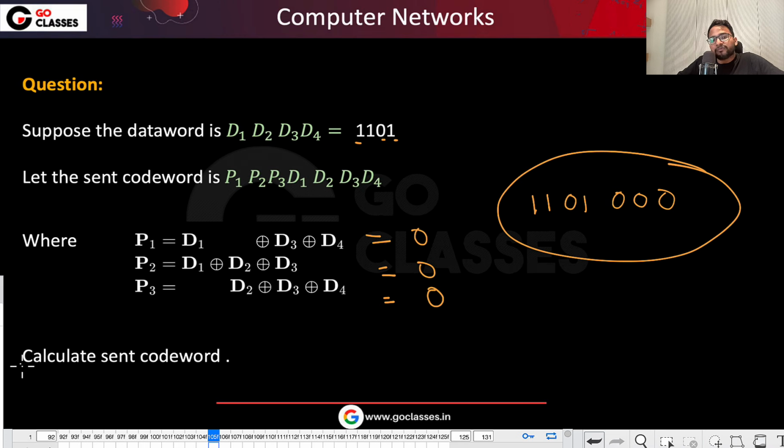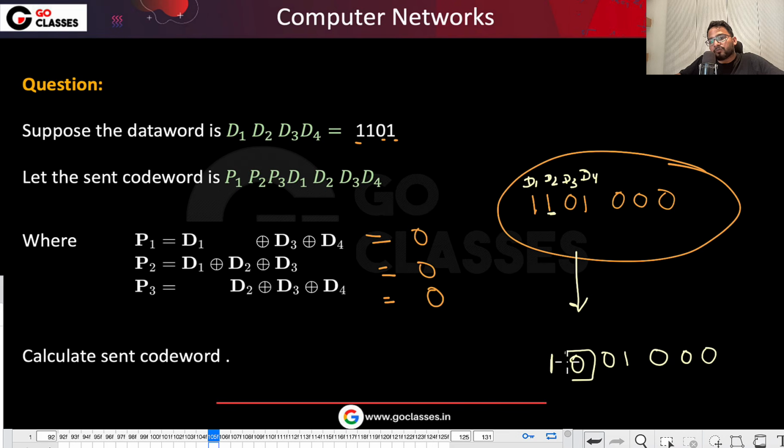Now let's suppose one of the bits gets flipped. Suppose this was D1, D2, D3, D4, and D2 gets flipped. You are transmitting this and D2 gets flipped. Will you be able to detect or correct this 1 bit of error? Let me check.